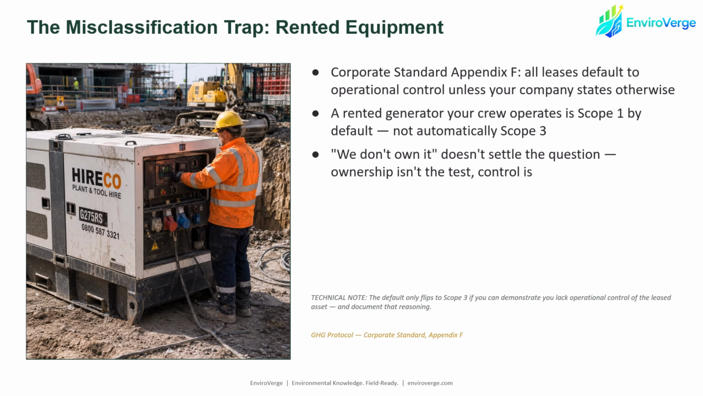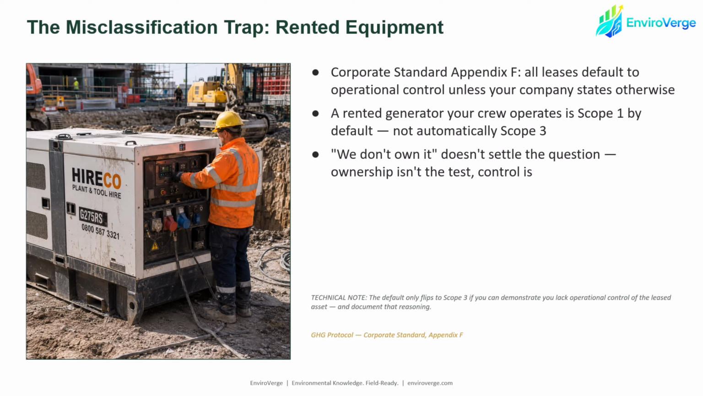The GHG Protocol Corporate Standard, Appendix F, is explicit. All leases default to operational control unless your organization can demonstrate otherwise and document it. If your crew operates it, if you control when it runs, if you decide its operating parameters, that generator is Scope 1, not Scope 3, not someone else's problem. The only way that default flips is if you can demonstrate you lack operational control of the leased asset, and that reasoning has to be documented.